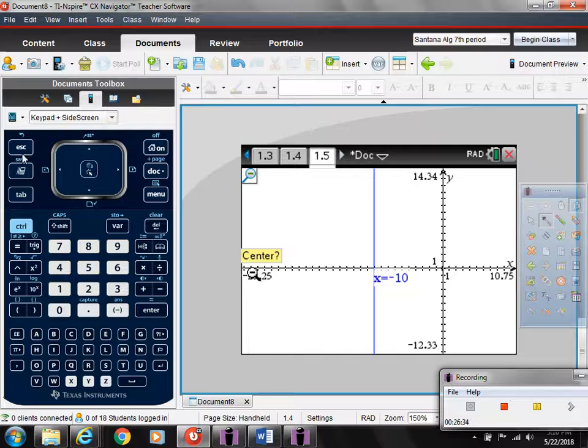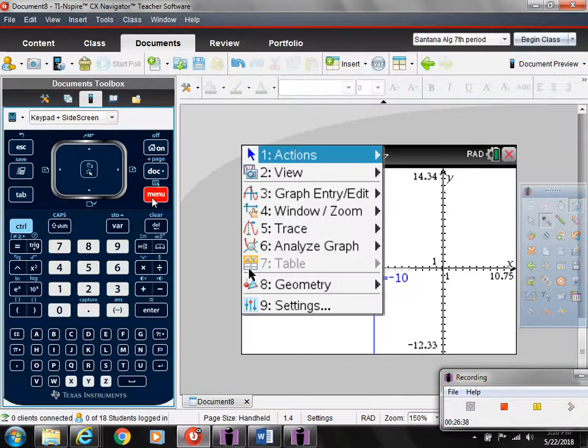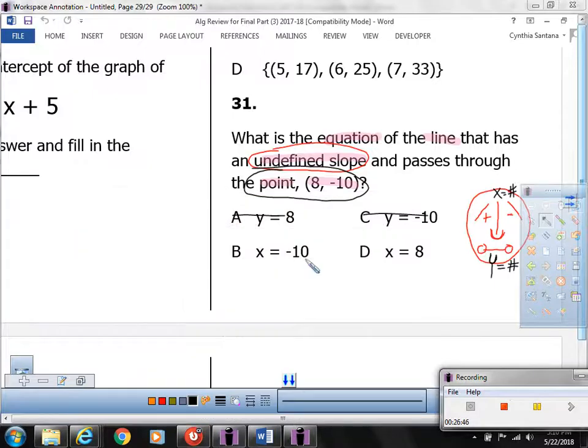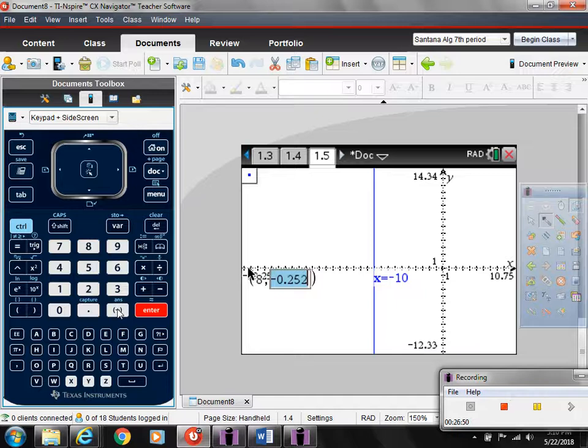Now what I'm going to do is I'm going to plot the point using menu 811. I'm going to open the parentheses, and I'm going to type in that point they gave us, which is 8, -10. 8, enter, -10, enter. And it is not on the line. You see how it's over here and the line is over here, so there's no way that this line passes through that point. So now what I'm going to do, I'm going to hit escape.